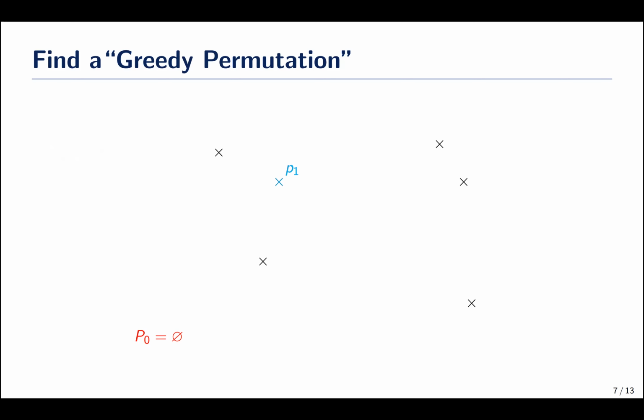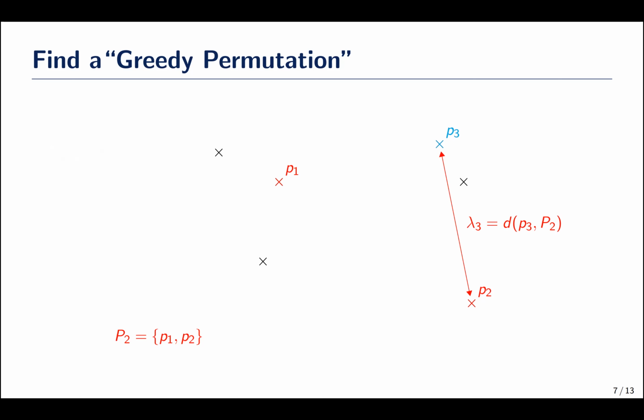So in this case, the second point in the permutation would just be the one at the bottom right, P2, and it would have distance lambda 2 from all the other points we've chosen so far, which is just P1. Then we continue and choose the next point, P3, which is distance lambda 3 from P2, and so on.